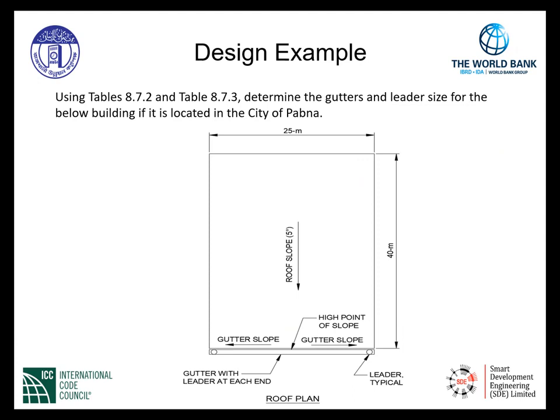A design example. Using tables 8.7.2 and 8.7.3, determine the gutters and leader size for the building below if it is located in the city of Pabna. We have a building indicated in a roof plan. It is 25 meters by 40 meters. We have a roof sloping 5% downward towards an exterior mounted gutter with a leader at each end of the gutter.